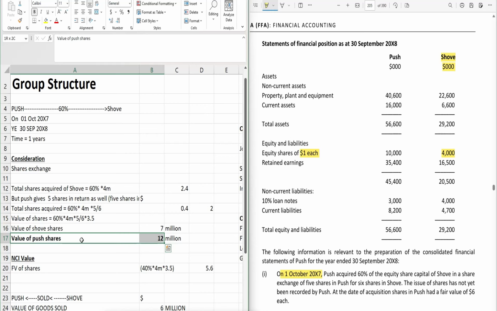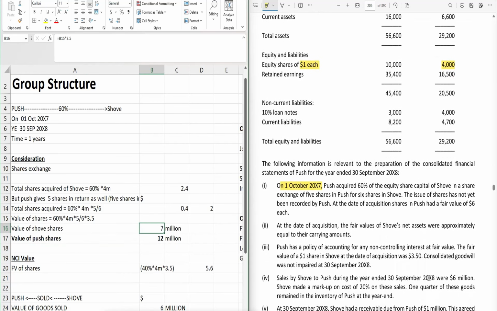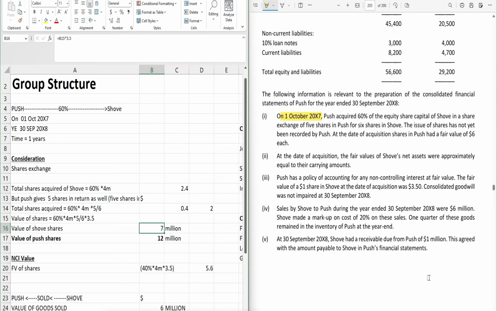But if we talk about the value of SOV shares, meaning the value of acquisition, we will not multiply it by 6, because it is not the fair value of SOV. So now we will read further and figure out that figure as well. At the date of acquisition, the fair value of SOV net assets was approximately equal to the carrying amount. So that means there is no change in the fair value, because while doing consolidation, we need to record every asset at fair value. But the question says that there is no change in the net asset value. So that means we don't need to take a headache over the revaluation fair value adjustment. That's all.